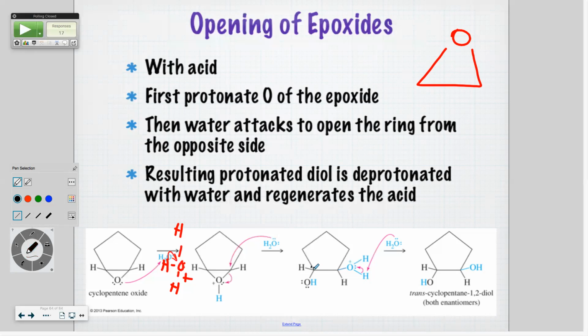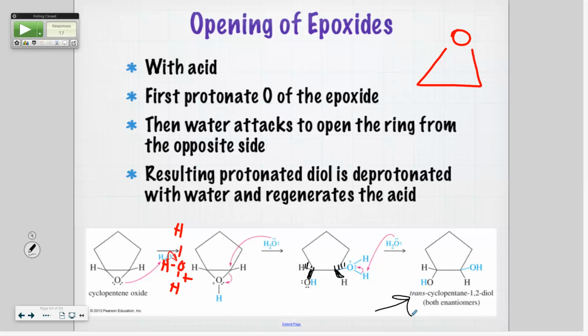So here's what I'll do. Maybe I'll make this a wedge, and this a slash, this a slash, this a wedge. It's just off enough that it irritates me because I can't draw right. Okay, and then another water molecule will remove the proton, so you end up with a diol. And the key there is to recognize that you always get trans. You always get trans. Okay, your OHs are always going to be on opposite sides.